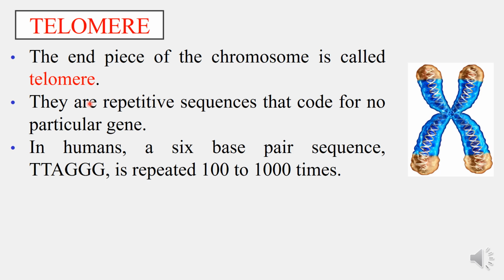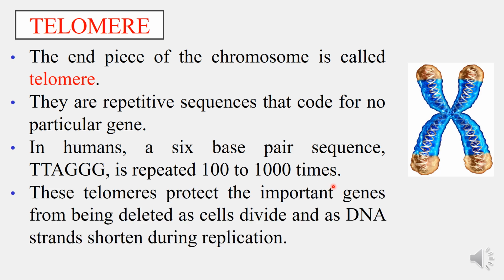In human beings, these repetitive sequences have a 6 base pair sequence, that is TTAGGG, and it is repeated 100 to 1000 times. These telomeres protect the important genes from being deleted as cells divide and as DNA strands shorten during replication. So, this is the function of the telomere.